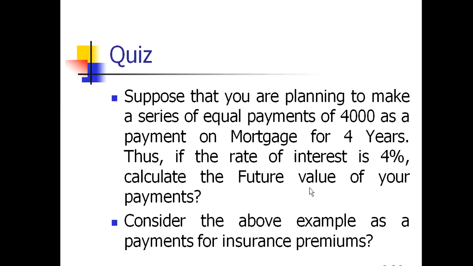And finally, I'm going to leave you with this quiz or this example to make sure you have understood this video. Suppose that you are planning to make a series of equal payments of $4,000 as a payment on a mortgage. Here when we see mortgage, it means that payments are made by the end of each period, which is an ordinary annuity, for 4 years. Thus if the rate of interest is 4%, you are required to calculate the future value of your payments.